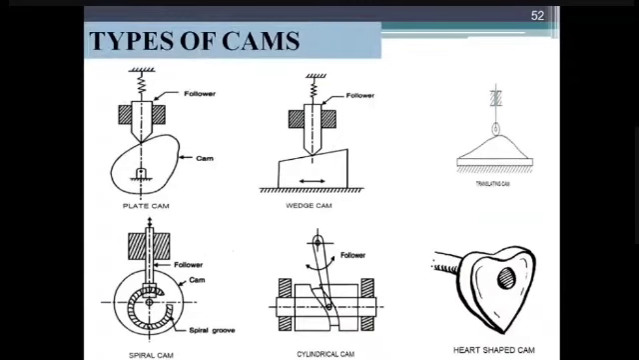So, types of cams is the first. We are going for a radial, or disc or plate cam, in which the follower reciprocates or translates in a plane perpendicular to the axis of the cam. This is the first one, a radial cam or disc cam.